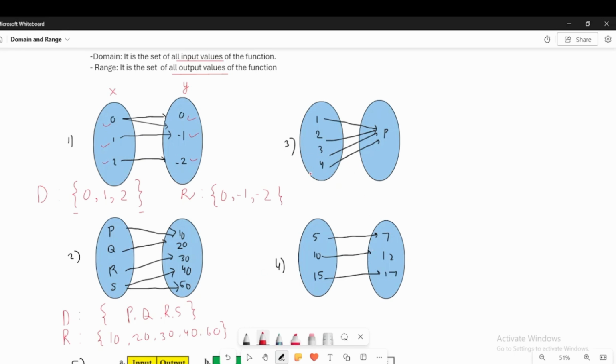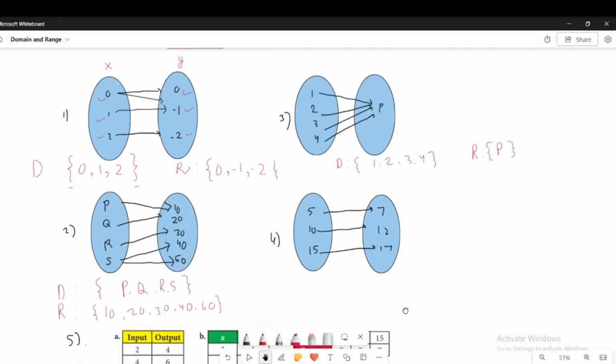Now if we see example number 3, in this the domain is going to be 1, 2, 3 and 4. That is the set of all the input values, and the range is going to be just P, because you can see here we have only one output. All the inputs are having the same output, that's P. So this is going to be a range.